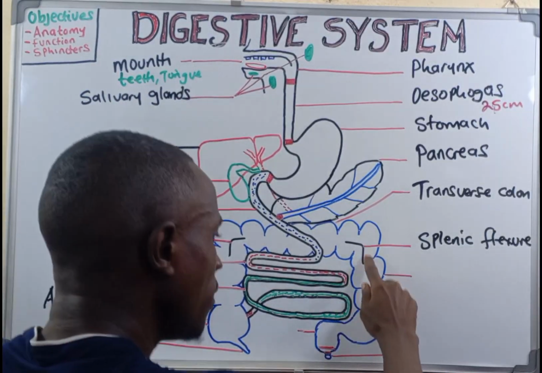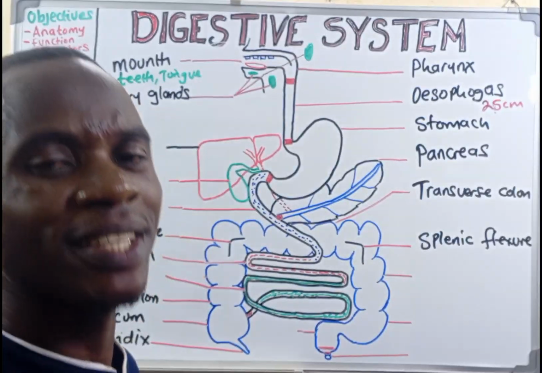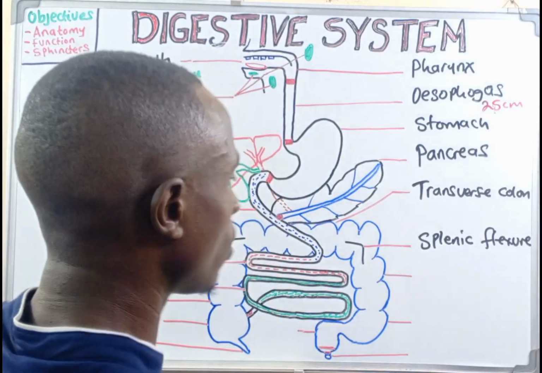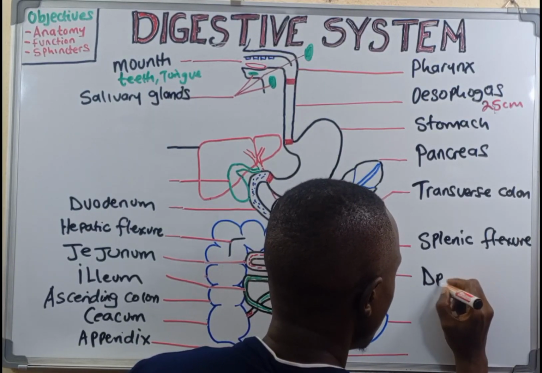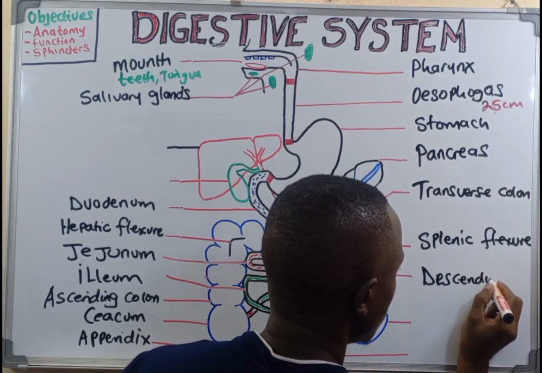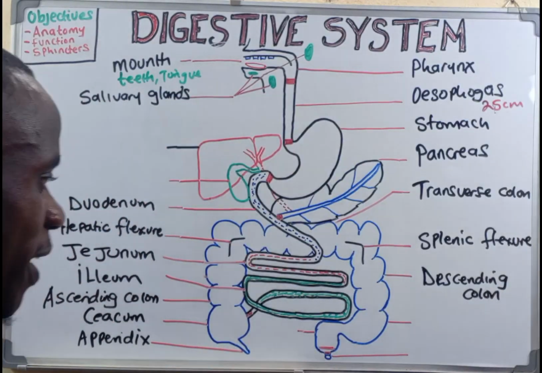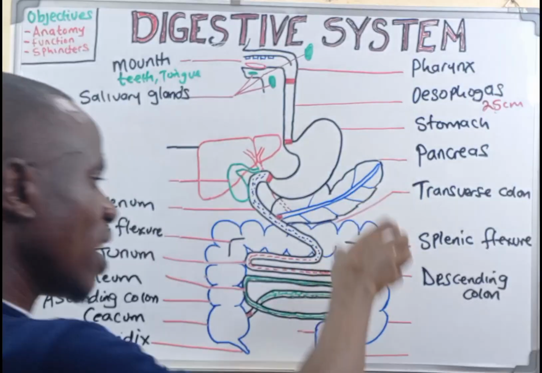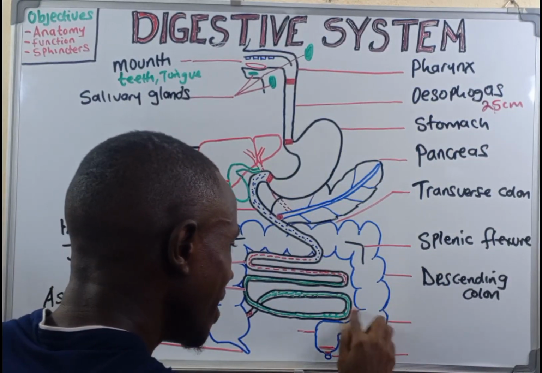And of course, the whole of this colon which is moving down, you know how it is called? It is just simply called the descending colon.